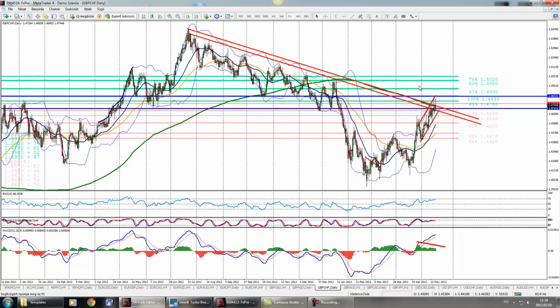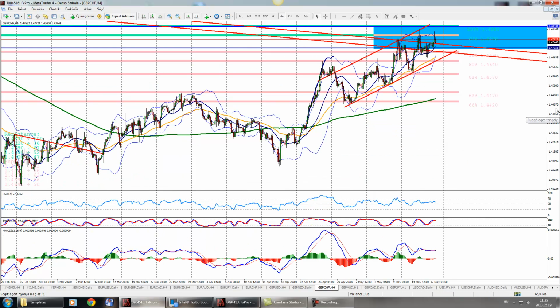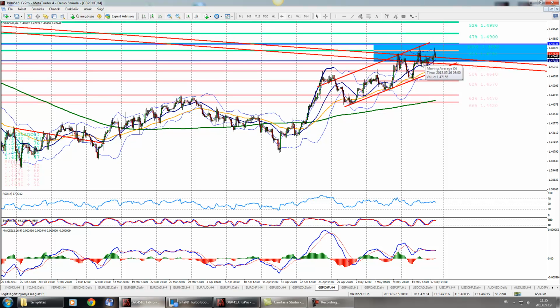The range where I want to see the price action stop is around 148, between 148.20 and 148.40 and 147.20. That's the range where the price action should stop. And it did. Let's see what about the lower time frame, the 4-hour chart.